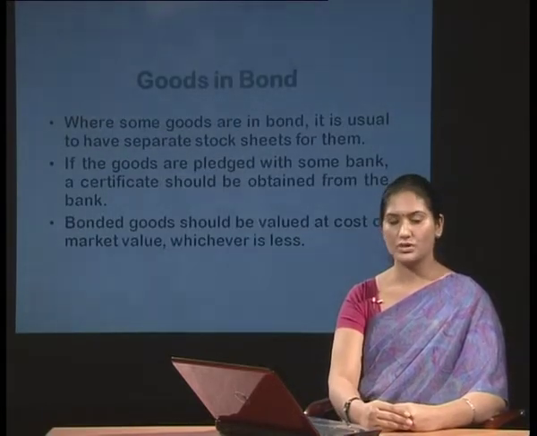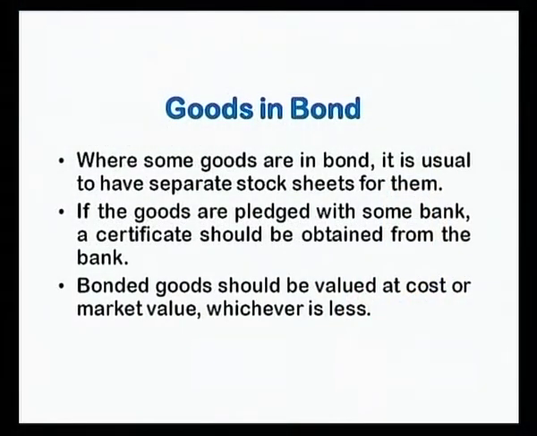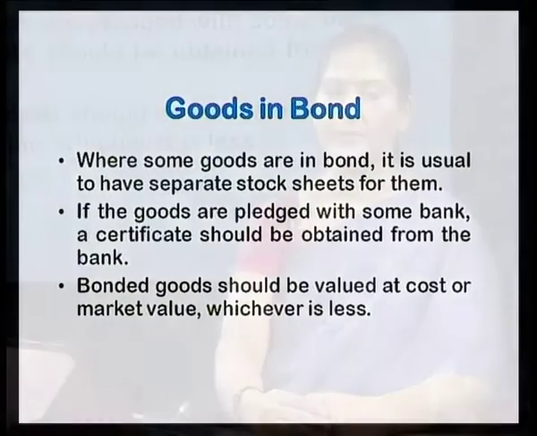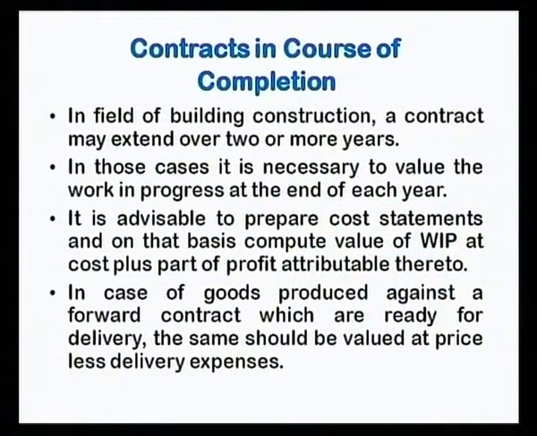Then are the goods in bond. Where some goods are in bond, it is usual to have separate stock sheets for them. If the goods are pledged with some bank, a certificate should be obtained from the bank. Bonded goods should be valued at cost or market value, whichever is less. So, there could be instances when the goods have been pledged with a bank by way of security in respect of any loan or advances made from the bank. So, these goods should be valued at cost or market value, whichever is less.